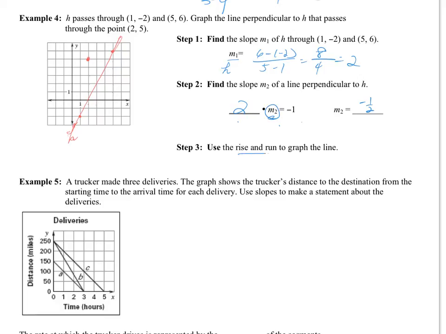Now, we're going to use rise over run to graph the line. Since this line has to go through the point (2, 5), which I plotted for you already, I'm going to shift down 1 unit because it's negative 1 in the numerator, and shift right 2 units. And this point would be (4, 4). And we can draw the line.